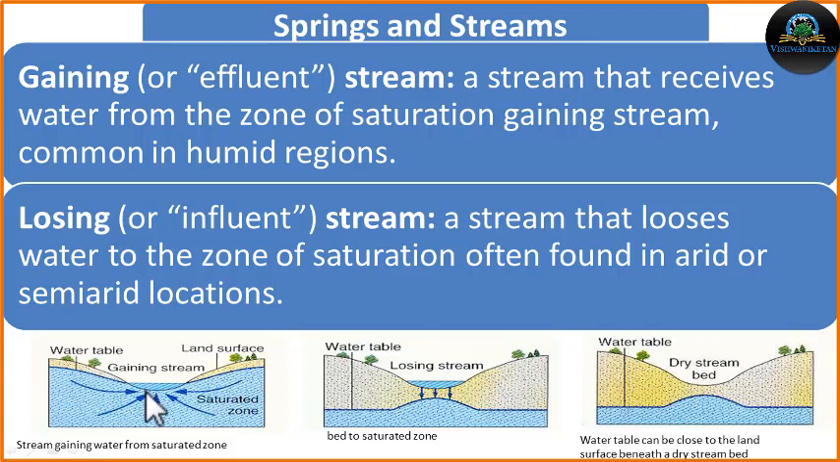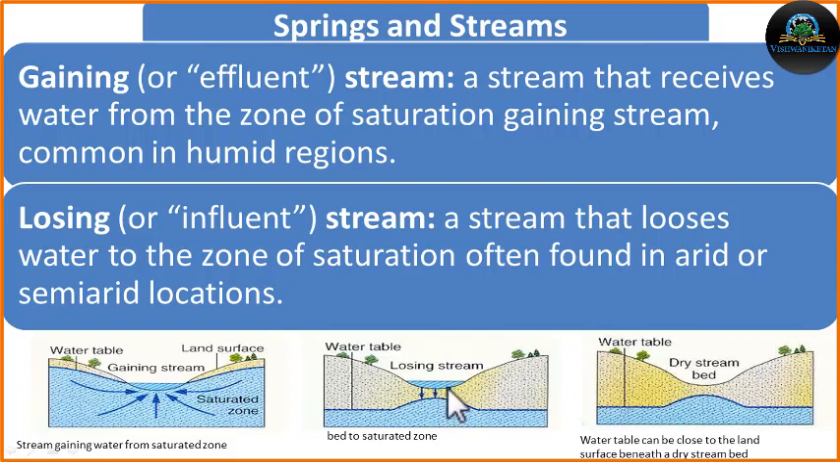This is not always true. Only in the case of the effluent stream or the gaining stream, it may get water from the groundwater, and in this case the groundwater may be much higher than the stream level. Another type of stream is the losing stream or the influent stream. This is the situation where the groundwater table is much below the stream.